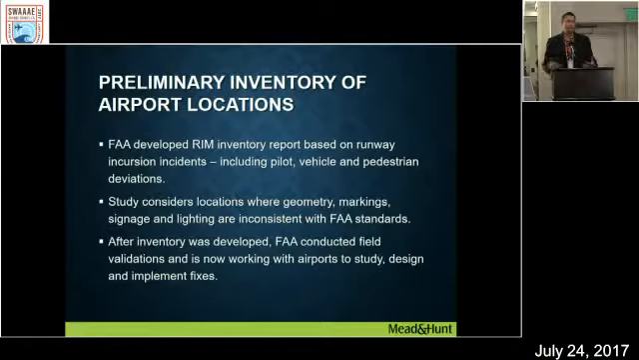And as they started compiling these lists, the study considered locations of geometry, pavement markings, signage, lighting, and where there's potential inconsistencies with FAA standards. So then after the FAA prepared their preliminary inventory report, they conducted field investigations and validations, and are now working with the airports to further look into the studies, design, and how to implement these fixes.